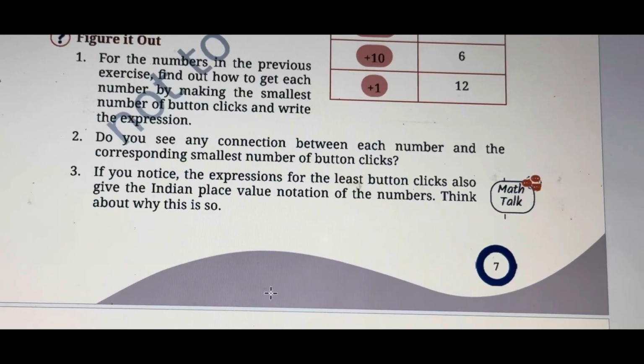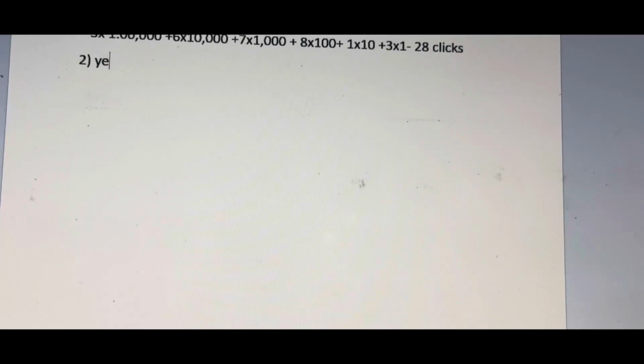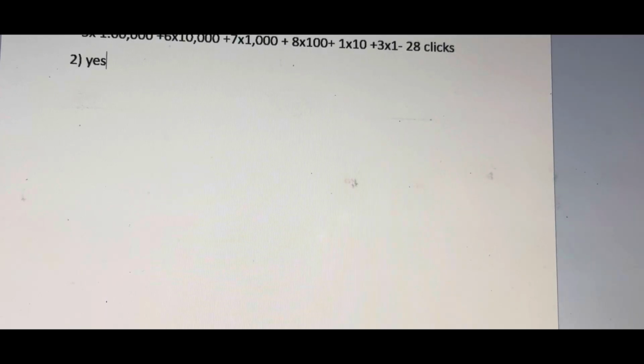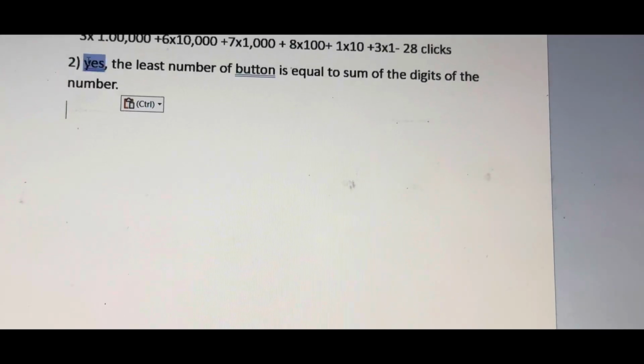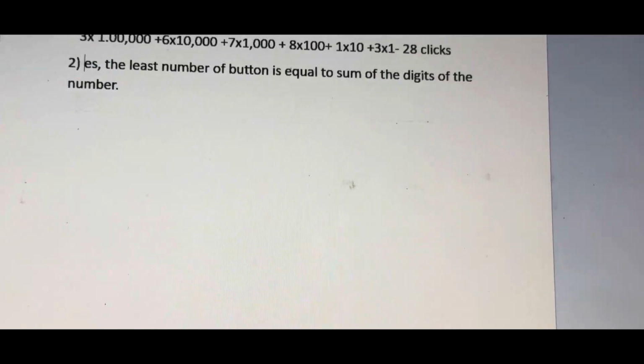Now let us see question number 2. So the question number 2 is, do you see any connection between each number and the corresponding smallest number of button clicks? So what do you think, children? Just now we saw that we were adding the digits to get the number of clicks. So yes, the answer is yes. There is a connection. The least number of button clicks is equal to the sum of the digits of the number, right? So that is the answer.